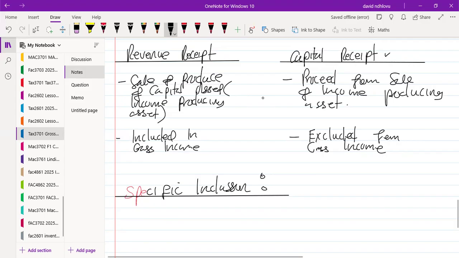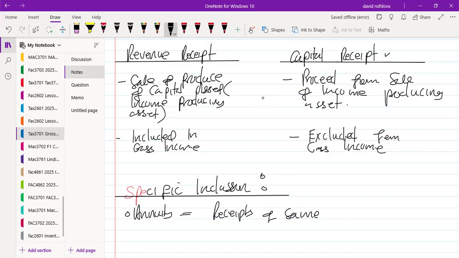Number one is annuity. An annuity is receipts of the same amount of money at regular intervals, for a limited period of time.